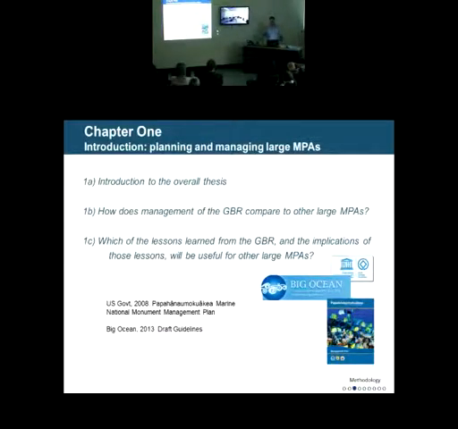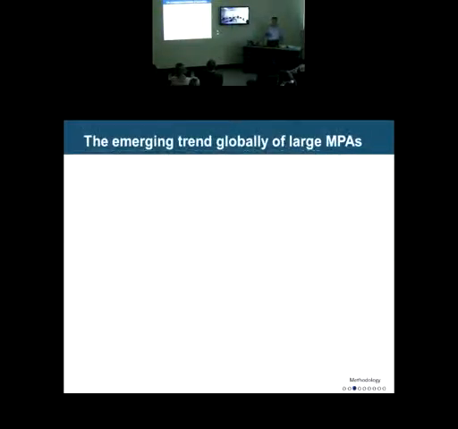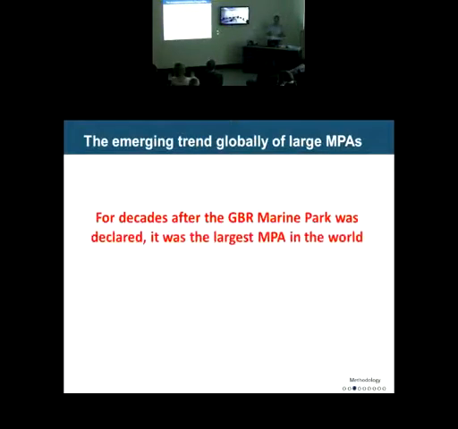There's a whole group of people, and they've set themselves up now called Big Oceans, to try and get together and learn. But as I'll demonstrate, there's a lot out there in terms of MPAs, but not a lot of information upon which to draw. So what we've got is an emerging trend globally of large marine protected areas. For decades, the Great Barrier Reef was the largest, and many people saw it as the largest, and it's still probably well known as the largest MPA.